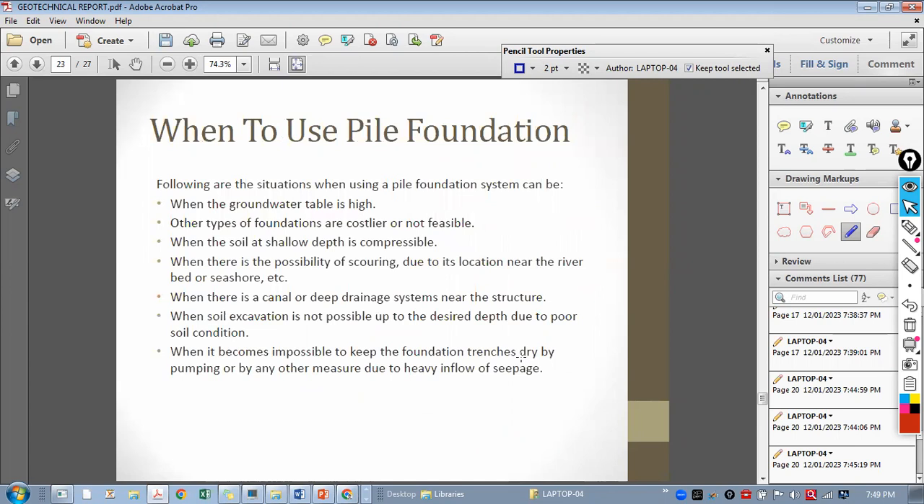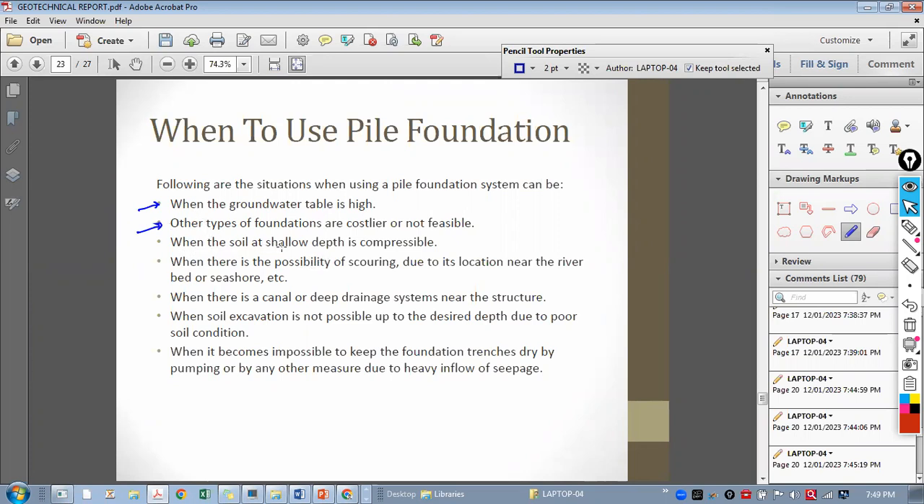When to use pile foundation? Yes, when underground water is there and the strata is not good below the ground. Sometimes we compare the pile foundation with the raft foundation also. And if we find the cost is more for the other foundations, then we can go for pile foundations. See, it is not necessary that pile foundation will always be costlier. Sometimes it is cheap also.